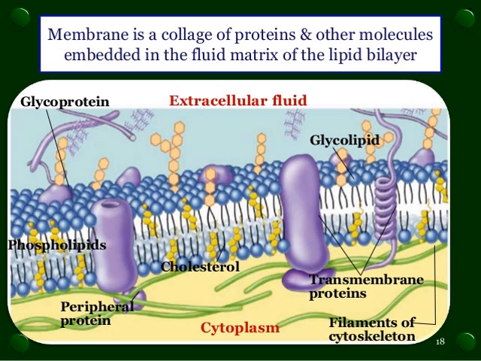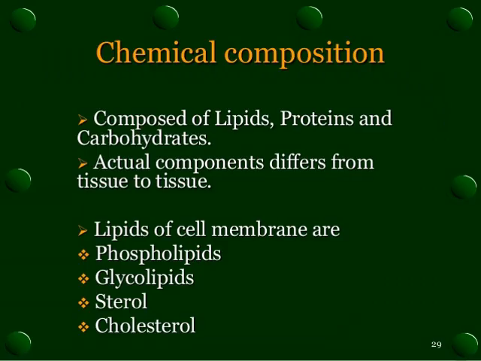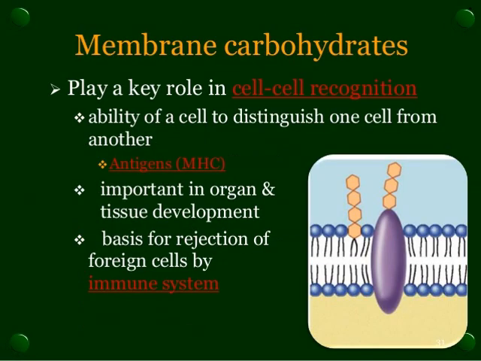You can see the membrane is a collage of proteins and other molecules embedded in the fluid matrix of the lipid bilayer. Then you can see the chemical composition. Plasma membrane is composed of lipids, proteins and carbohydrates. The actual components differ from tissue to tissue because it depends upon the type of tissue in which it is present. The lipids of the cell membranes are phospholipids, glycolipids, sterols and cholesterols.